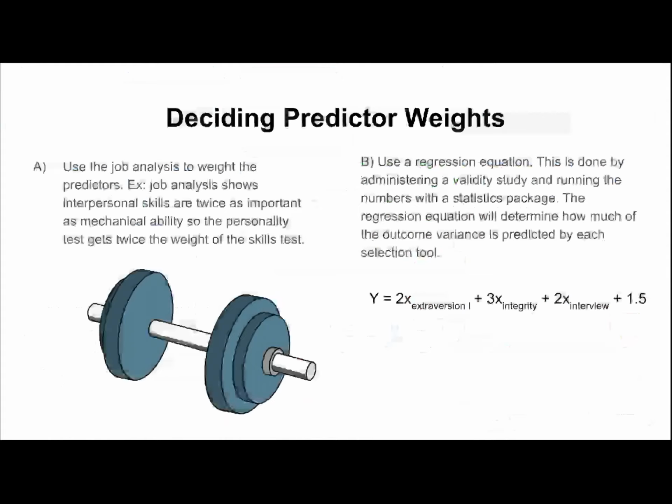So the difference between people in job performance scores can be accounted for by their difference in extroversion, integrity, and their interview skills. But as you can see, the integrity is more important. It gets a weight of 3, whereas the extroversion and the interview skills each get a weight of 2. That 1.5 at the end is a constant factor that just sort of works out with the math. But the important thing here is to look at the difference in weights. The extroversion and interview skills get a weight of 2 versus a weight of 3 for the integrity test.